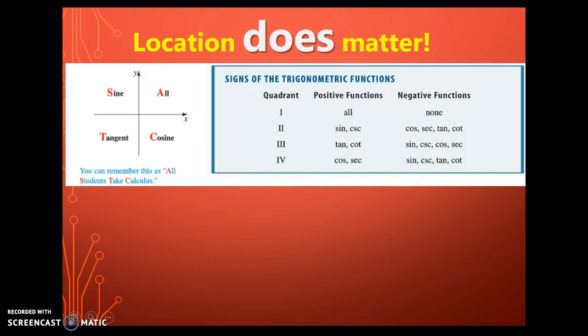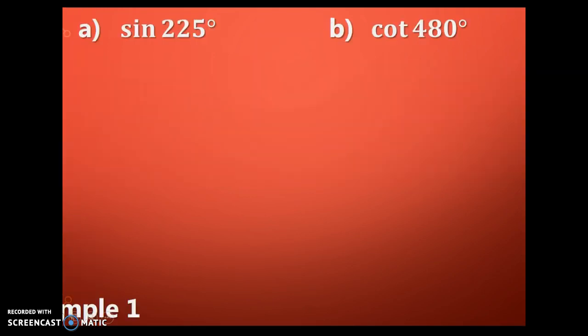Once we introduce this idea, then the concept of location gets a lot easier. We talked about in the last class this concept of being in quadrant 2, so x is negative. Once you account for that, you can actually worry about where all functions are positive or negative. You could refer to this as all students take calculus as to who's positive in those quadrants. Once you know what functions are positive, you could then use the fact that sine is matched up with cosecant to be able to figure out what the other one would be. So let's do some quick calculations.